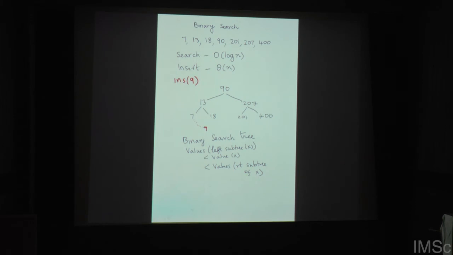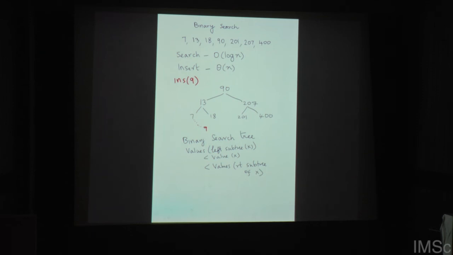So 90, for example, is the first element with which you compare to check for your element, so that becomes the root of the tree. 13 is the root of the left subtree, and so on. Any search would follow through the tree from the root to a leaf. Suppose I am looking for 7, I'll compare it with the root, and I know that 7, if at all it is there, would be in the left subtree. I'll compare it with 13.